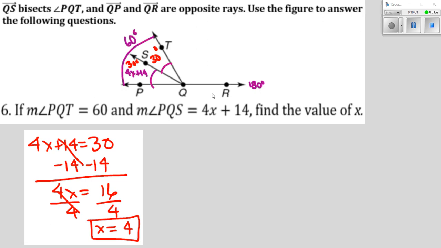Like I said, for this drawing, we knew that this whole angle was 60. They told us that ray QS was an angle bisector. That means an angle bisector cuts an angle into two congruent angles. If you know that half of 60 is 30, then the other has to be 30. And if they give you an expression, that expression has to equal 30, because whatever you find for x, when you plug it in, it has to total up to 30, so that it represents half of that angle.